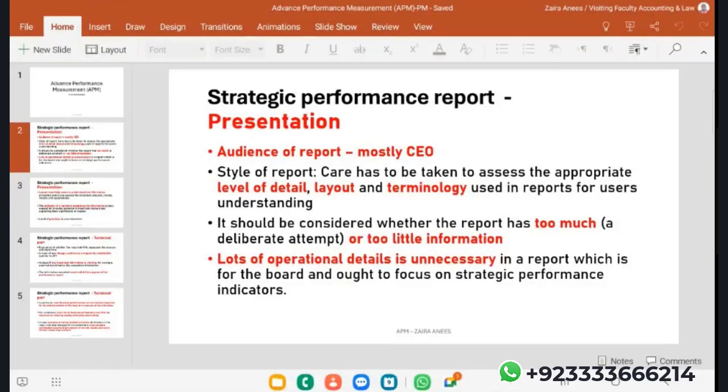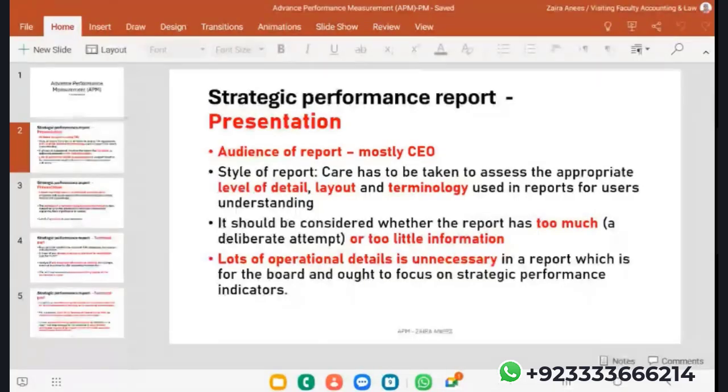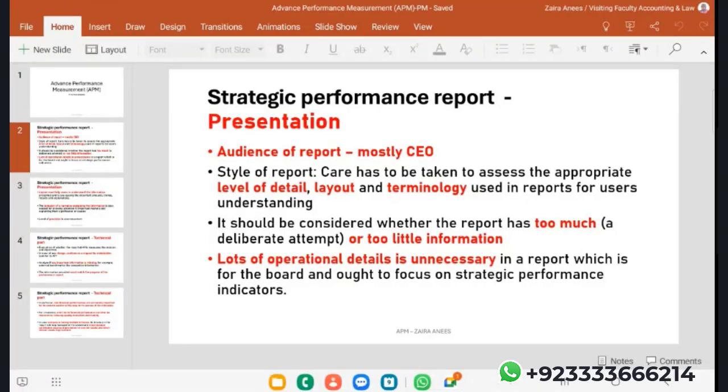So when you are reading the scenario, you need to pick those problems and issues, and then figure out whether all these things are covered in the performance measurement report. So that's basically, in simple terms, evaluation.